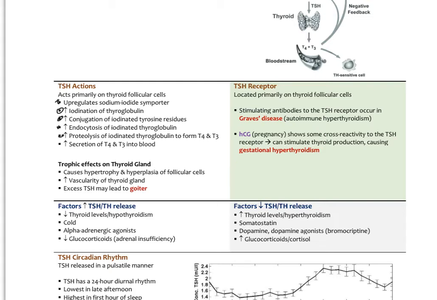But overall, it has an effect of causing hypertrophy and hyperplasia of the follicular cells. It also increases the vascularity of the gland, and the excess TSH could lead to goiter if it overgrows. Now that TSH receptor is again found on that outer surface of the follicular cells, as I pointed out.